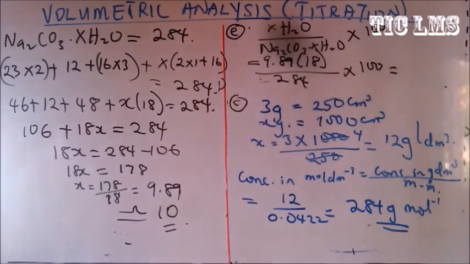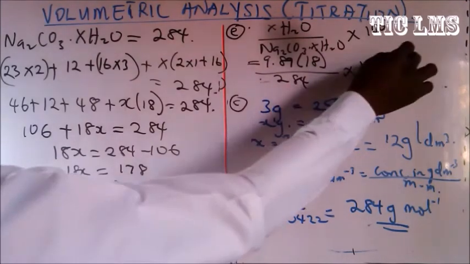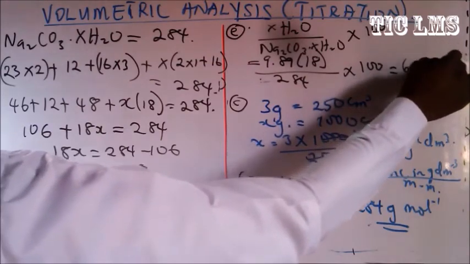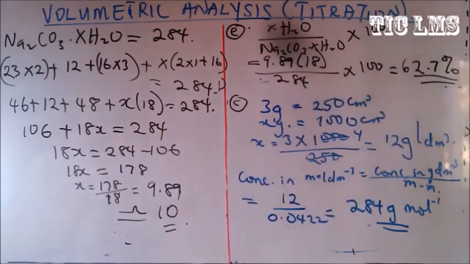Now if we multiply all this out, we will get 62.7%. So that is the percentage by mass of water of crystallization in this particular hydrated salt.